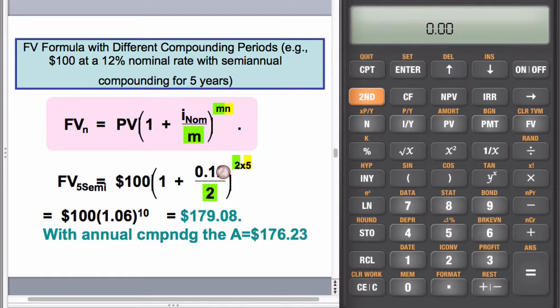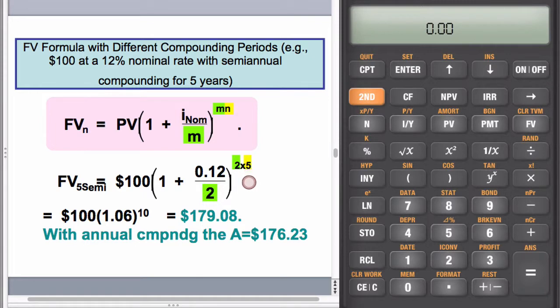But you're earning 12% a year, and the nominal interest rate that's being applied per 6 months is actually 12 divided by 2, which is 6%. And the implication of multi-period compounding is that the terminal value is higher.